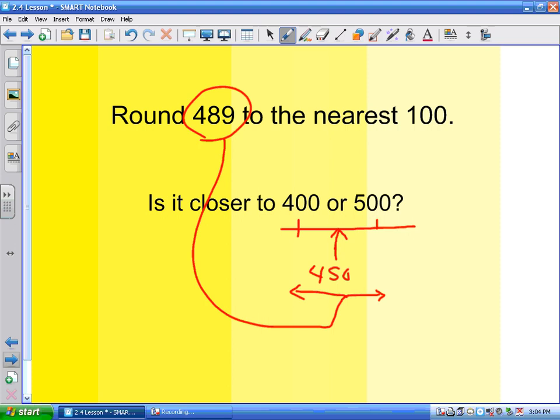489 is less than 450... greater. More than 450, so it's got to be closer to this side over here, which means this number right here, 489, is closer to 500.